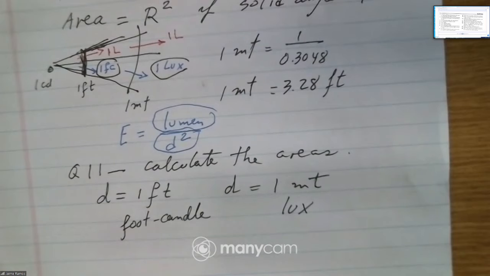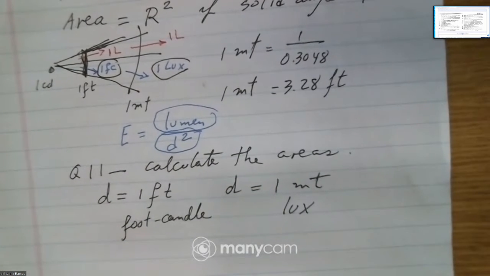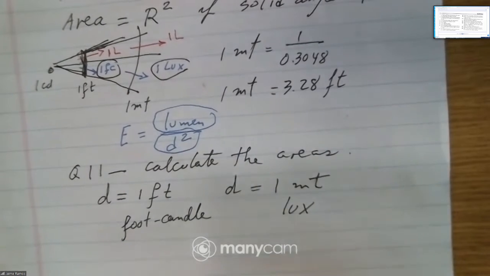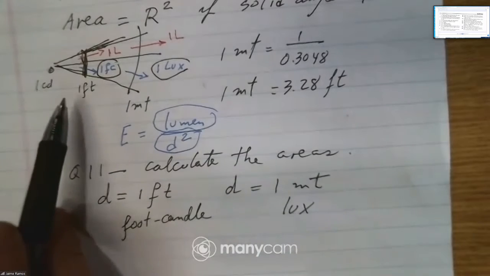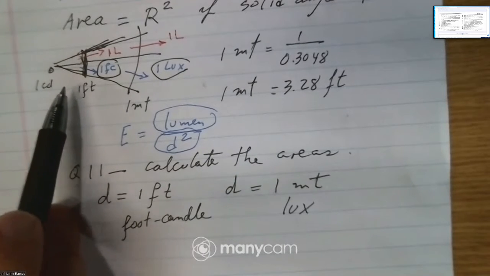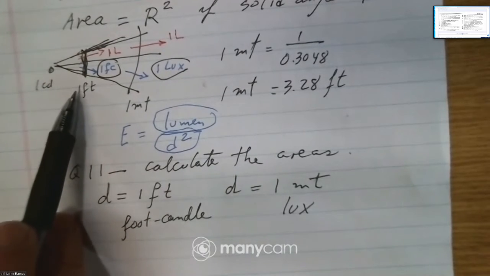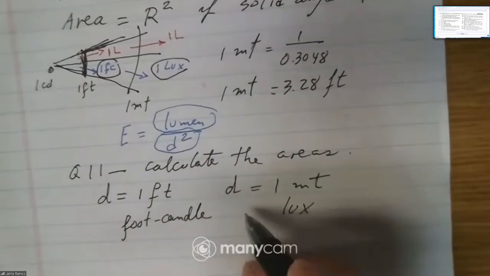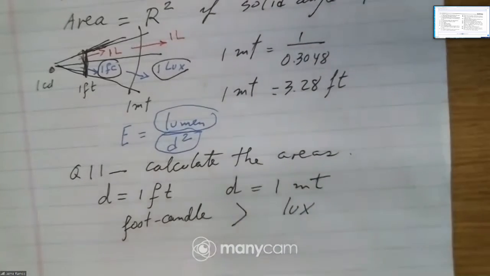Okay, so which one is stronger? Which one is higher? Okay, the foot candle is going to have more illumination because it's smaller, closer to the source. So a foot candle is going to be greater than the lux because the lux is far away from the source.